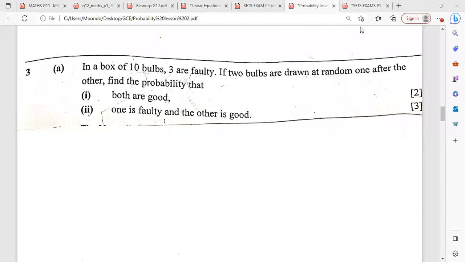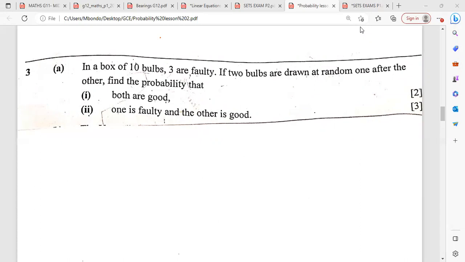Welcome, guys. We have a question on probability from one of our past exam papers. The question reads as follows. In a box of 10 bulbs, 3 are 40. If 2 bulbs are drawn at random, one after the other, find the probability that both are good, and that one is 40 and the other is good.